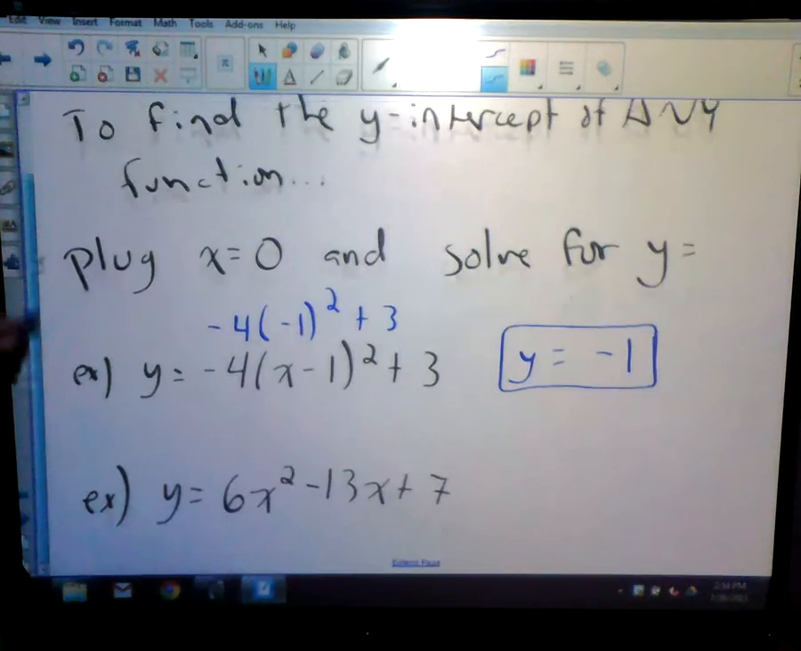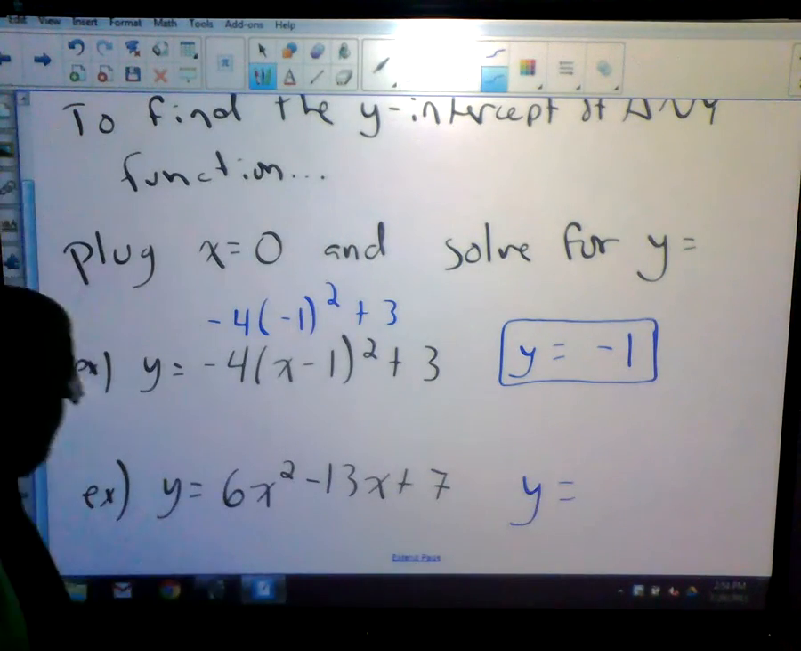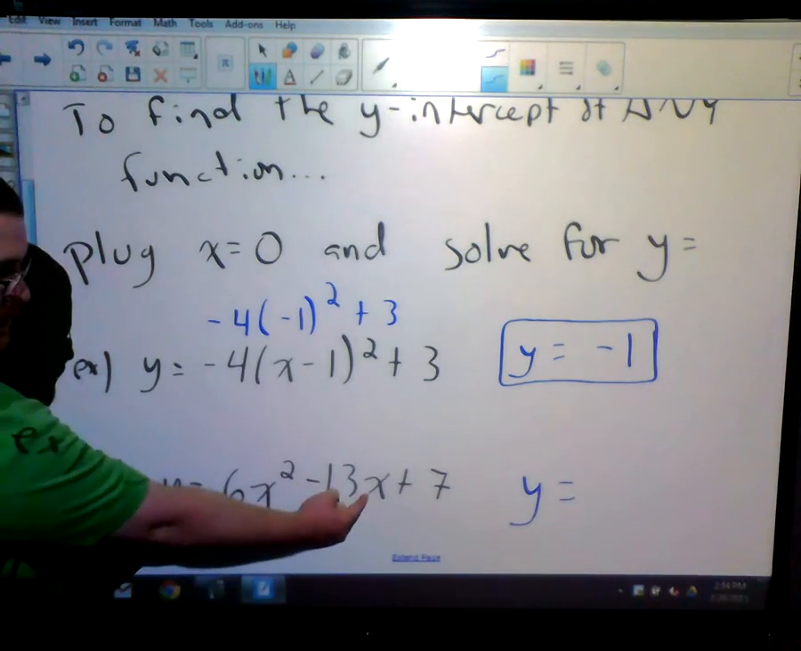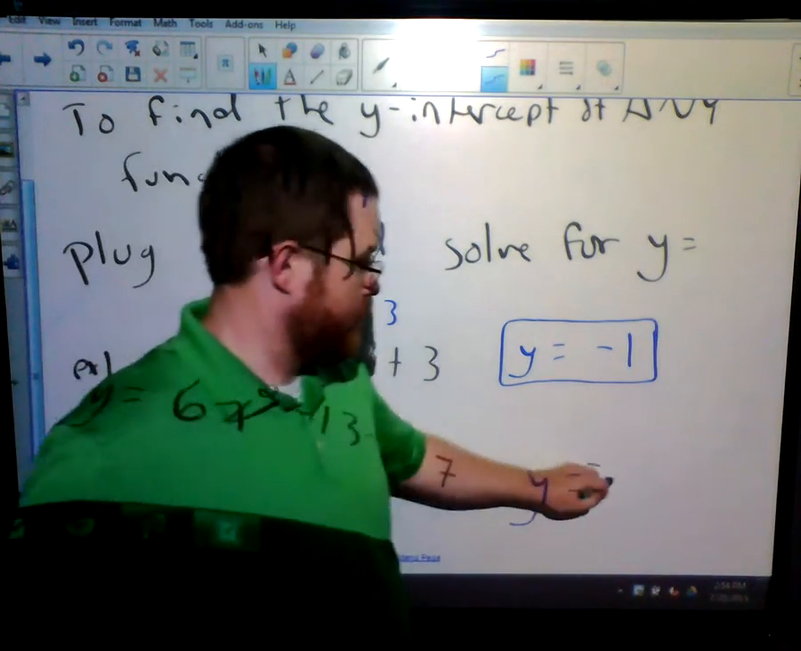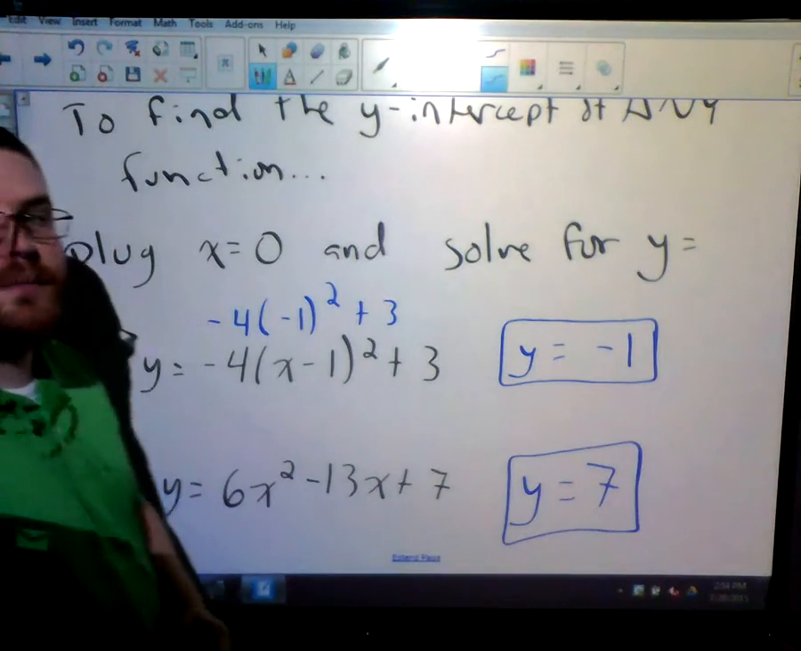It's even easier in standard form. If you plug in 0, I would have 0 minus 0 plus 7. I'd have 7. In standard form, it's just the last number.